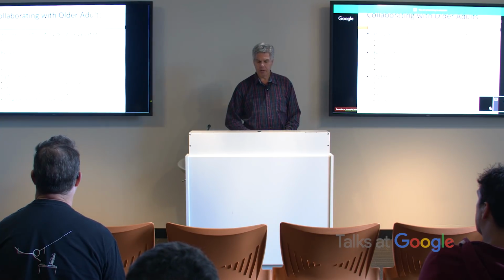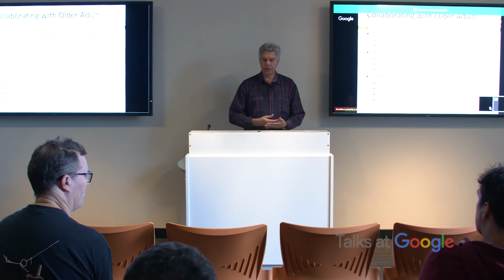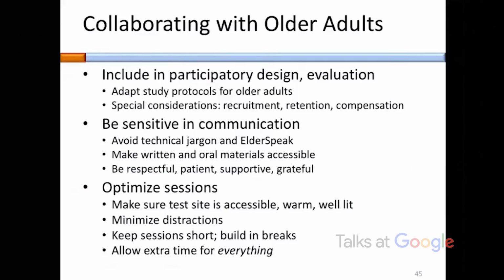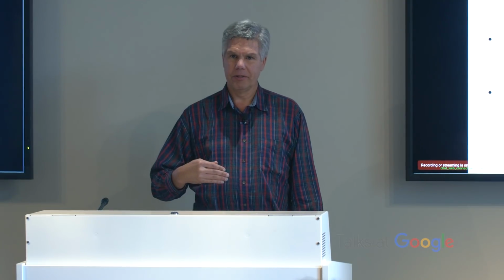So we give this kind of advice. Include older adults in participatory design and evaluation. Be sensitive in communication when you're doing it. Avoid technical jargon and elder speak. And optimize the sessions. There's a lot you have to do when you're using people who are in their 70s and 80s. Usability testing is not the same as you would do with people in their 20s, including allowing extra time and eating the cookies that they offer you.